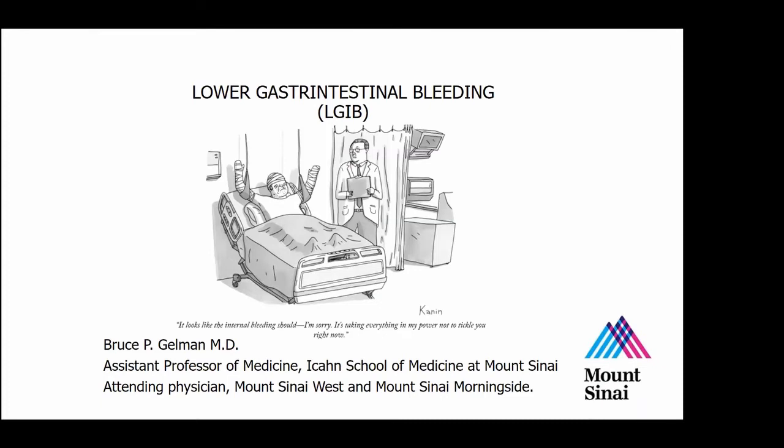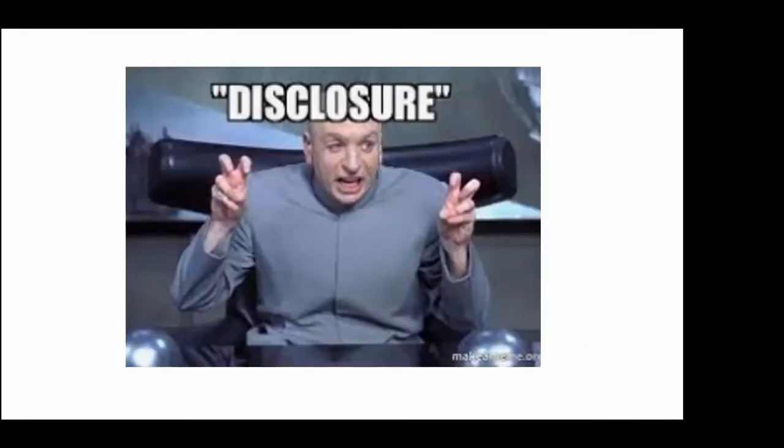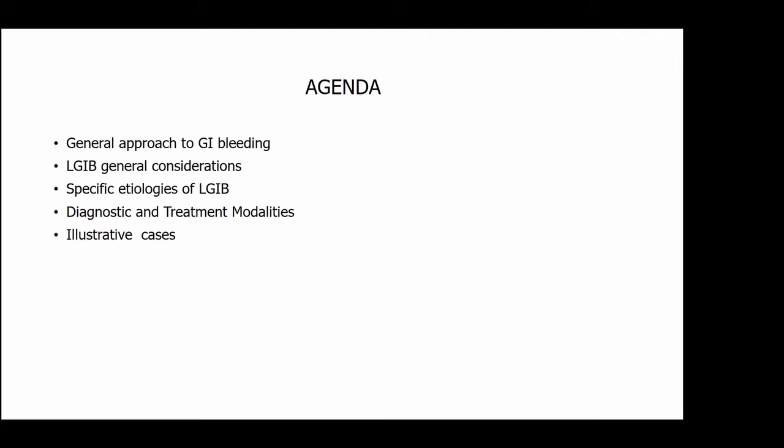So for today, we're going to talk a little bit about lower GI bleeding, and I have no financial interest in lower GI bleeding at all. First of all, we're going to talk about the general approach to GI bleeding. Then we'll focus a little bit more on lower GI bleeding. We'll talk about some of the more common specific etiologies of lower GI bleeding. And then we'll go a little bit into how we diagnose and treat lower GI bleed. And then we'll try to blast through 5 cases.